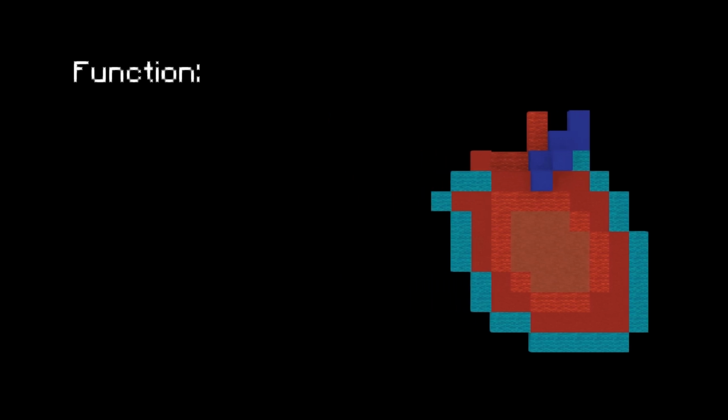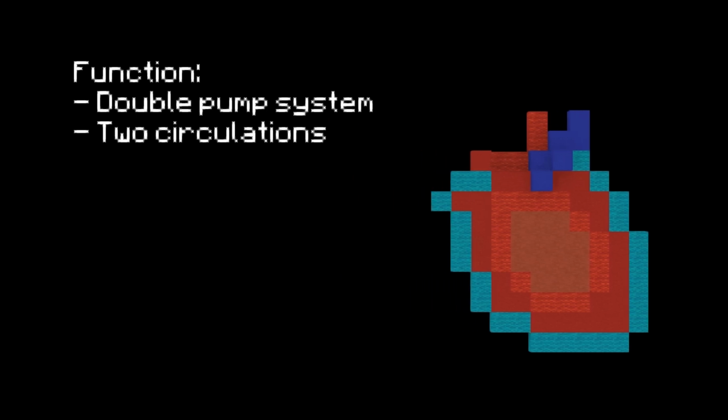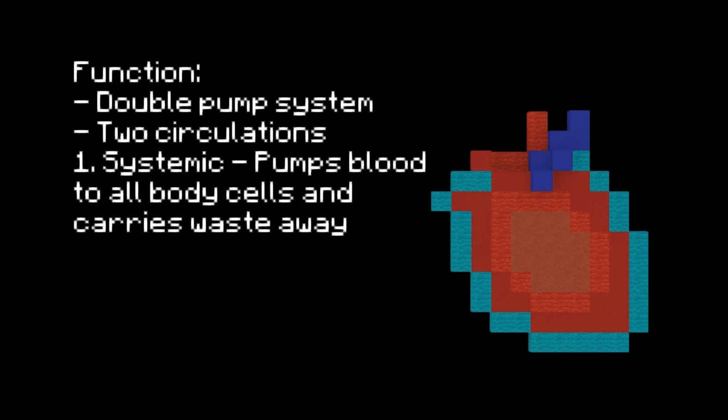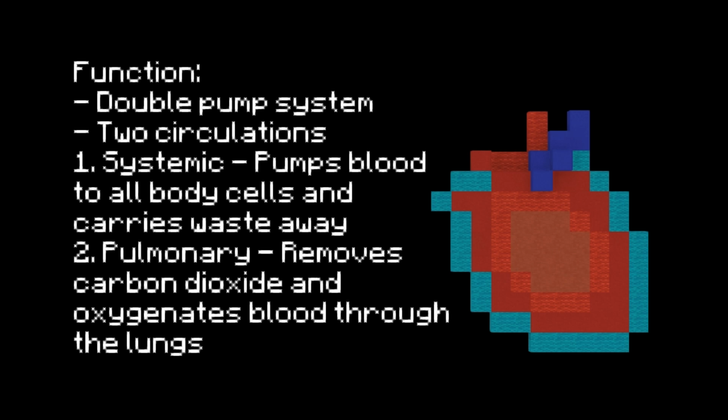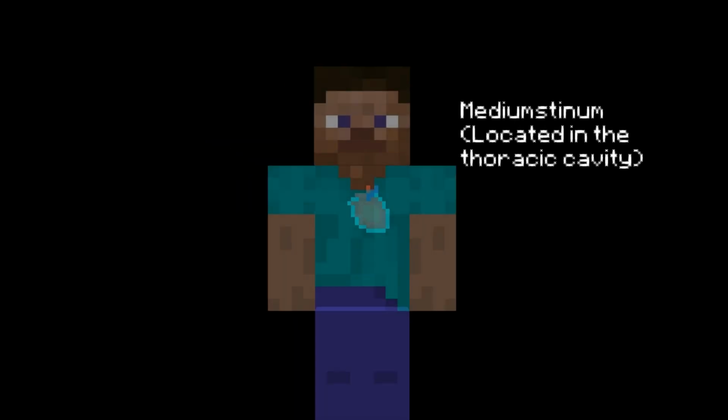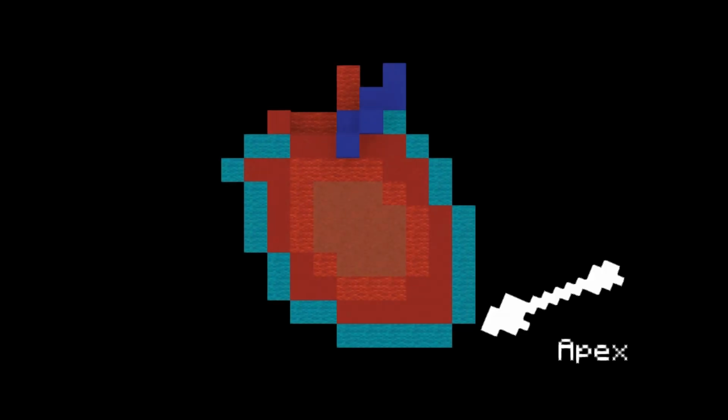Here's its function. It acts as a double pump system and does two circulations. One is systemic, it pumps blood to all body cells and carries waste away. The other is pulmonary. It gets rid of carbon dioxide and oxygenates blood through the lungs. Usually, the heart is about the size of a fist. It is located in the mediastinum. The bottom end is known as the apex.